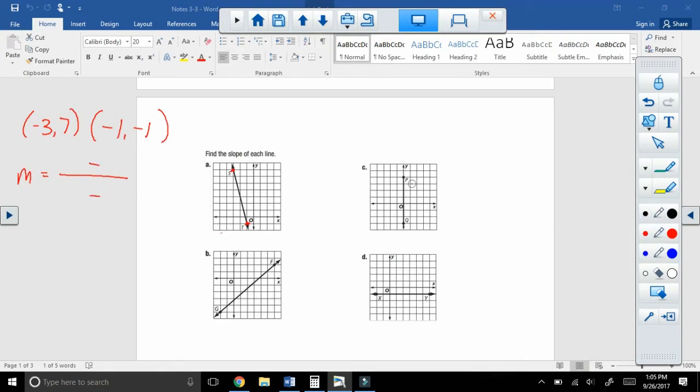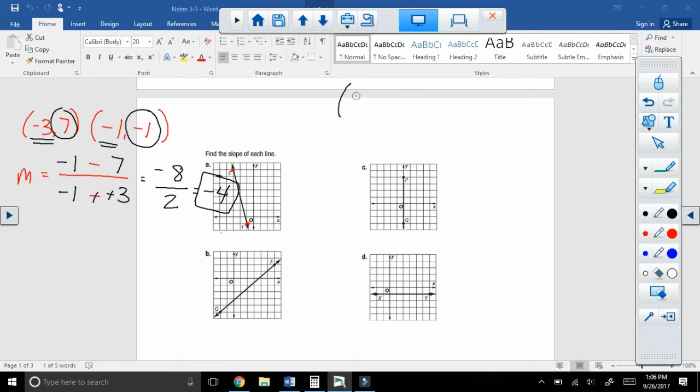So remember that you're going to find the difference in the y values. And the formula says to take the second one minus the first one. So I'll do that here. So -1 minus 7, and then the difference of the x values, so -1 minus -3. Here I'm going to have to add the opposite, so this is going to be -8 over 2, which if you remember is -4 for our final answer after we divide those.